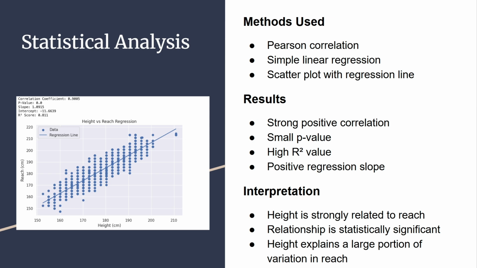Next, I used a simple linear regression. In this model, height was used as the predictor variable, while reach was used as the response variable. I also calculated the R-squared value, which measures how much of the variation in reach can be explained by height. The R-squared value was relatively high, showing that height explains a large portion of the variation in reach.